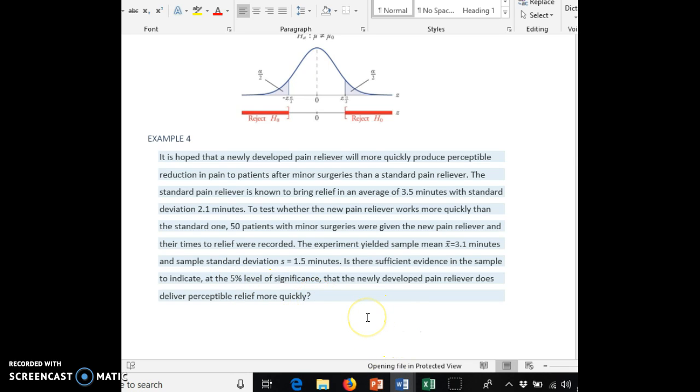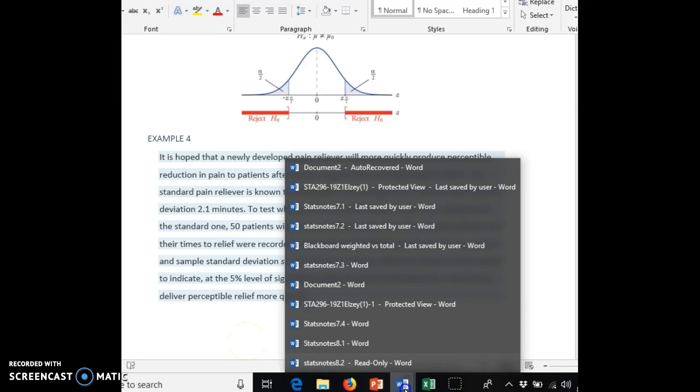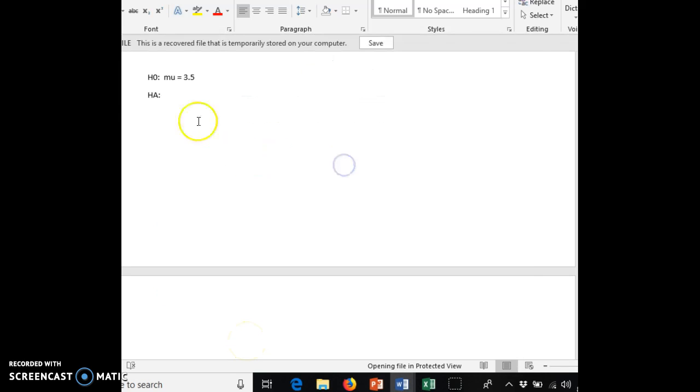Okay, so we want to know if the new pain reliever delivers relief more quickly. Now let's realize that if it delivers relief more quickly, that really means that it's taking less than 3.5 minutes to work. All right, so despite the fact that we have the word more in there, we're really looking at less time to be more quickly. All right, so let's go back here.